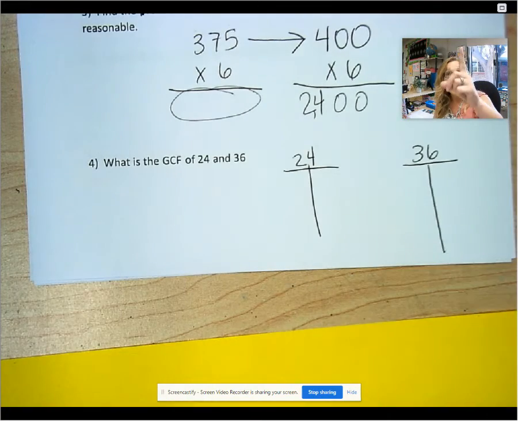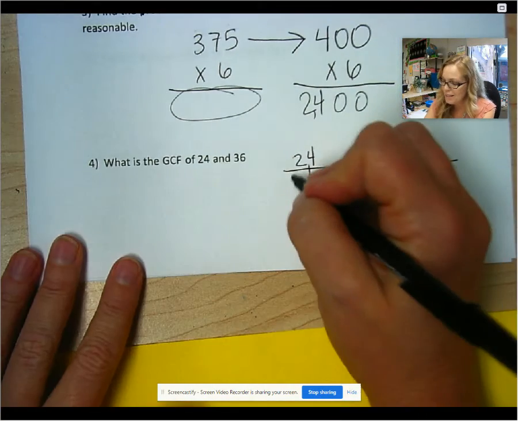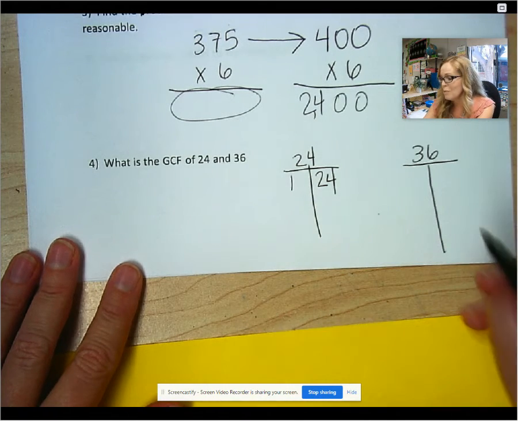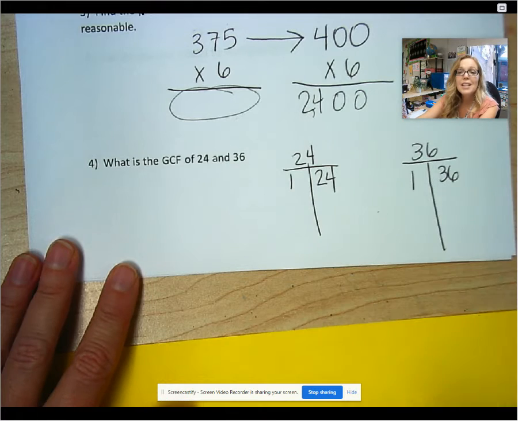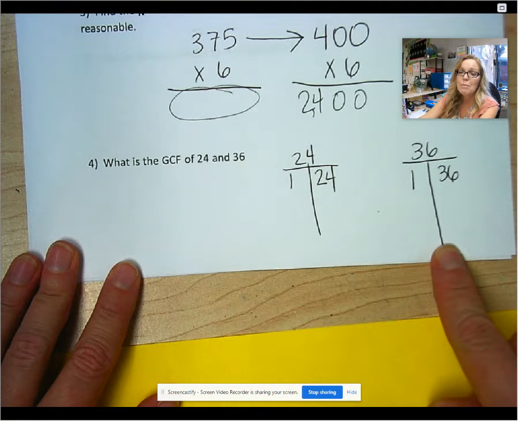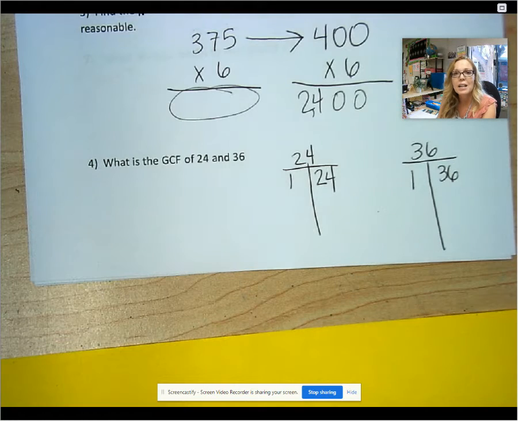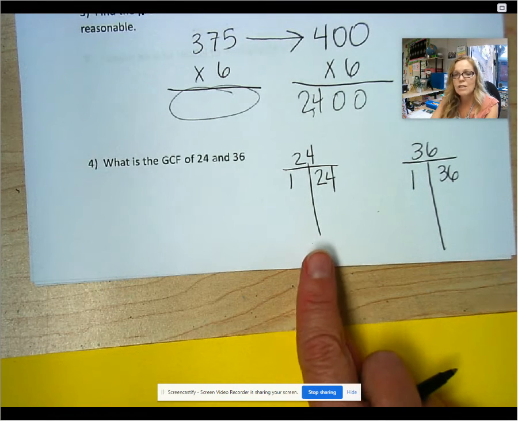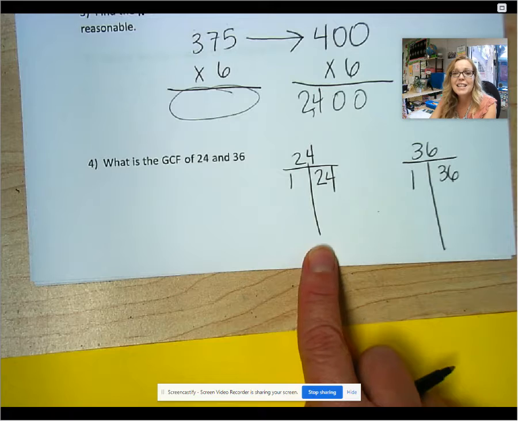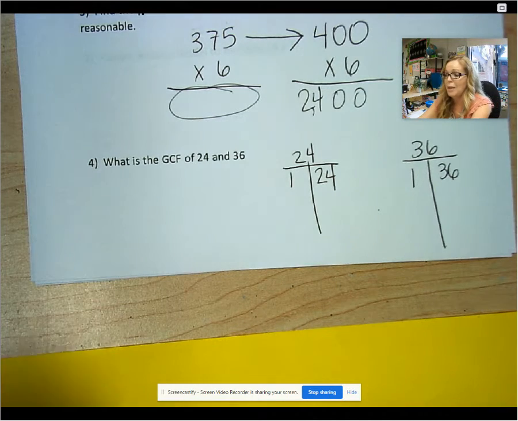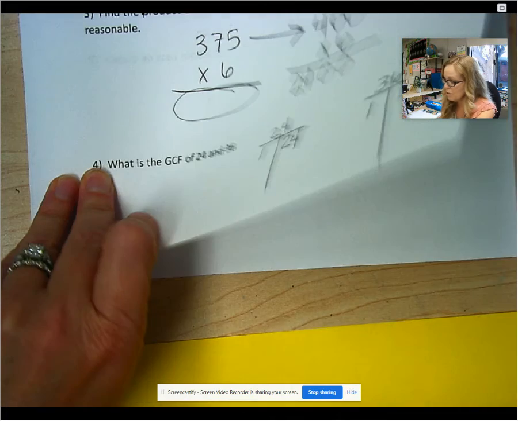You guys always know one factor pair, 1 times 24. One factor pair for 36, 1 times 36. Now there's a number of factor pairs. Remember, if you're asked to list them, you need to list them least to greatest at the bottom. What you could then do once you have all the factor pairs is compare them. What is the greatest common factor? What do they have that is the same? What is the largest of those numbers that is the same? Okay, now we're moving through stuff here, guys.